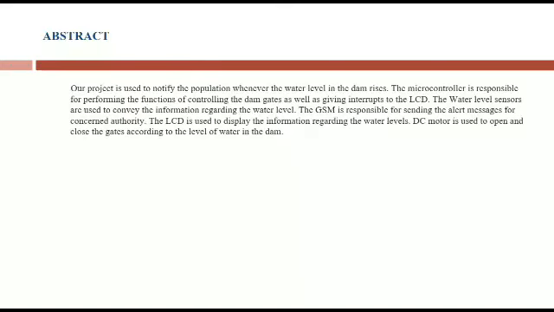Abstract. Microcontroller is responsible for controlling the dam gates and giving interrupts to LCD and GSM. The water level sensors are used to detect the information regarding the water level in the dam. GSM is used to send alert message to concerned authority. DC motor is used to open and close the gates of the dam. LCD is used to display the information.